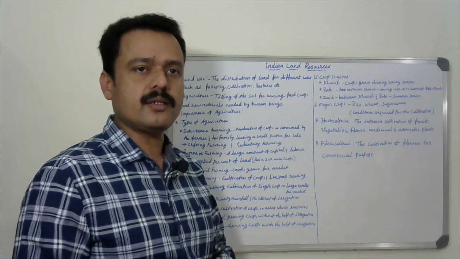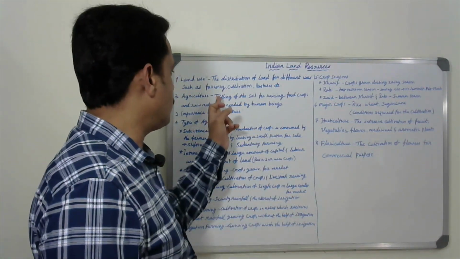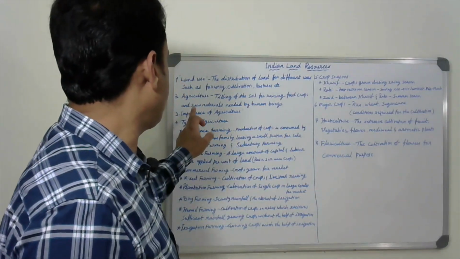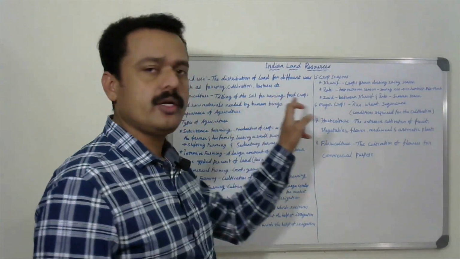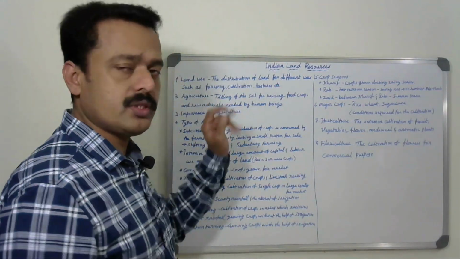And in this lesson, another important question: what is agriculture? Agriculture is the tilling of the soil for raising food crops and raw materials needed by human beings. So that is agriculture. This is a one mark question.